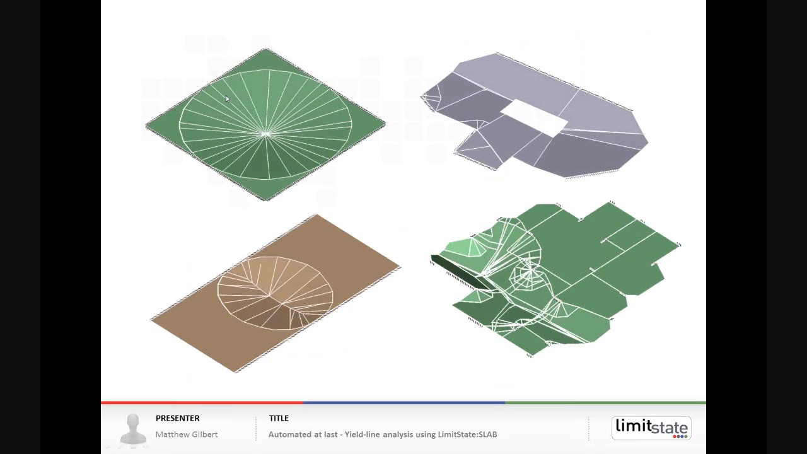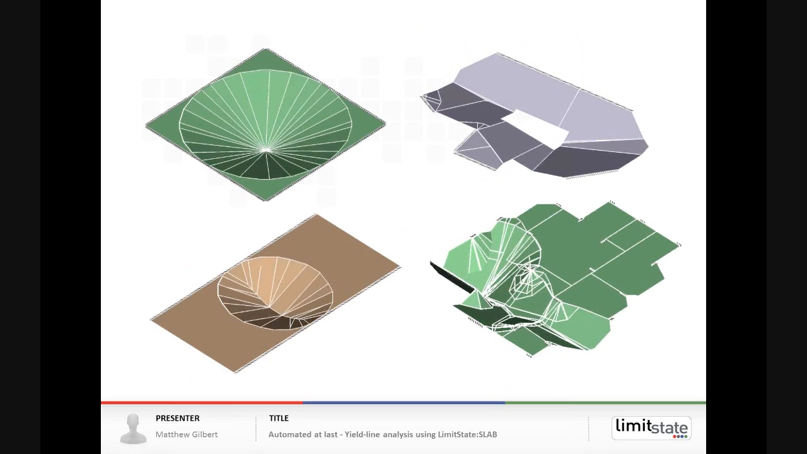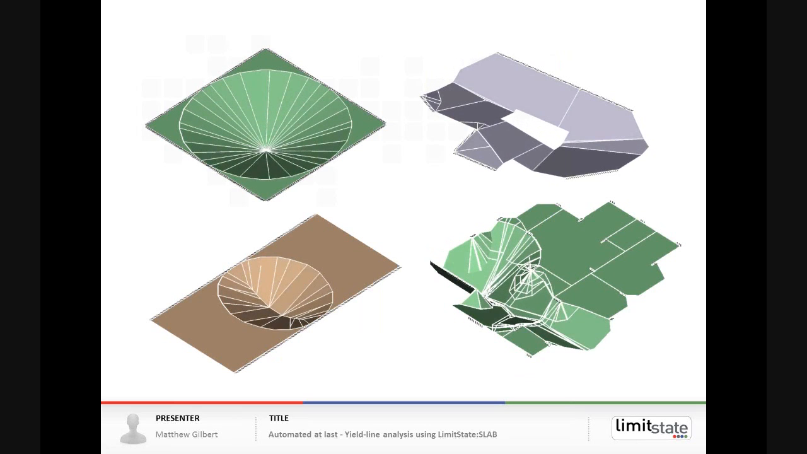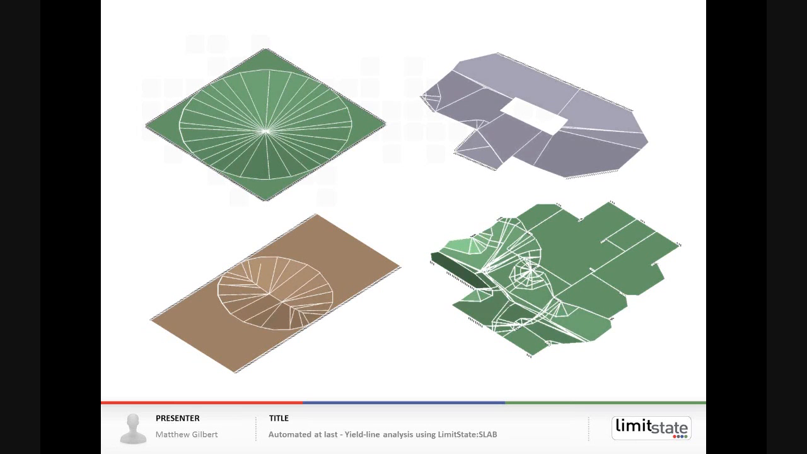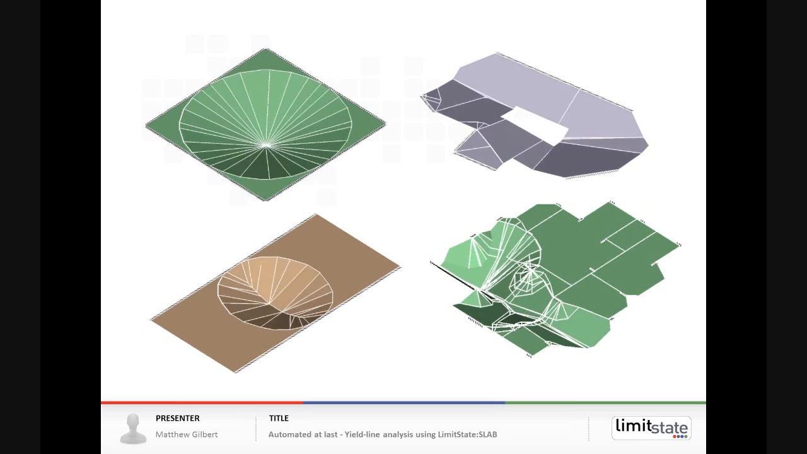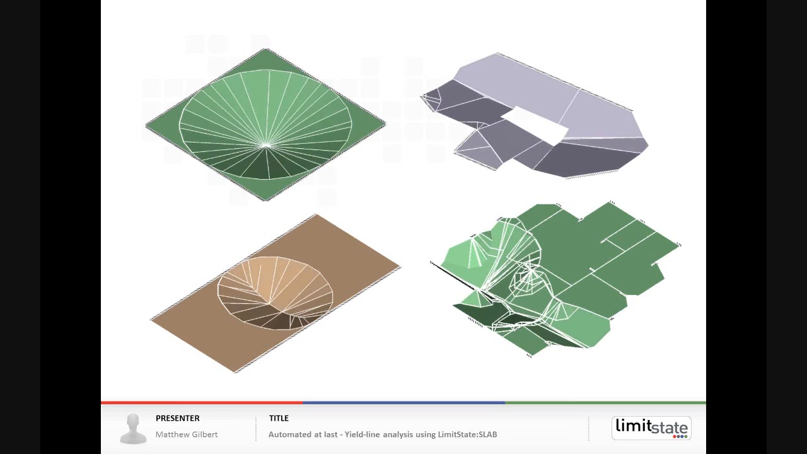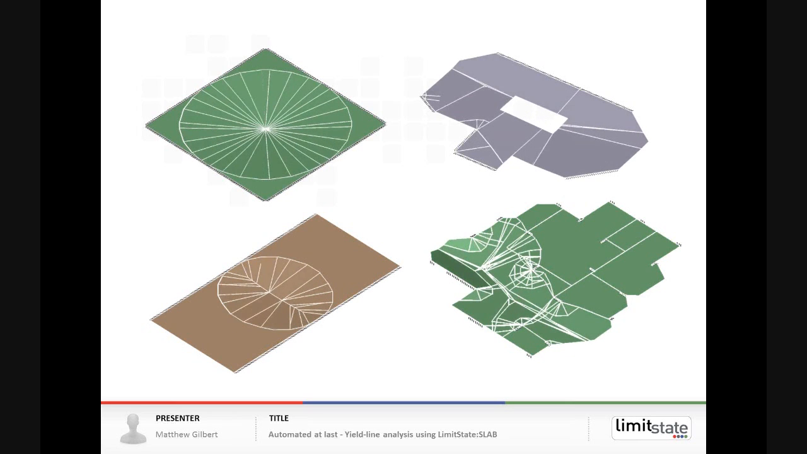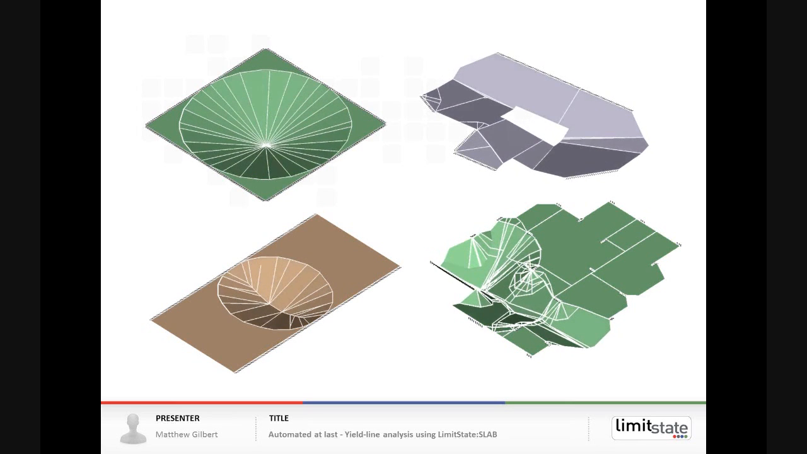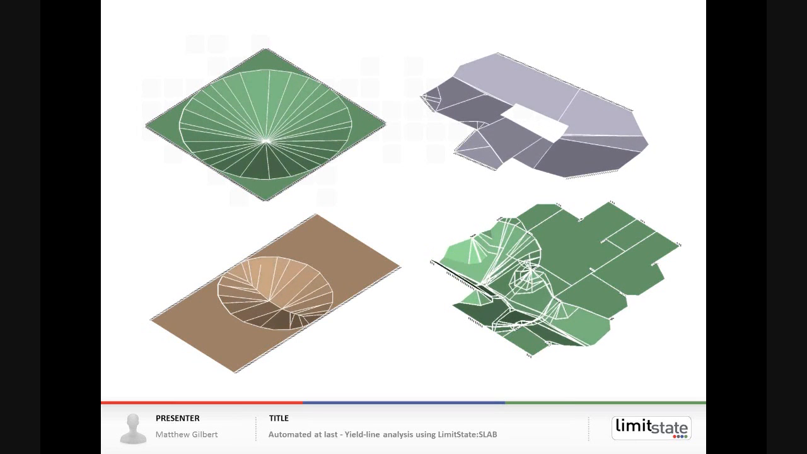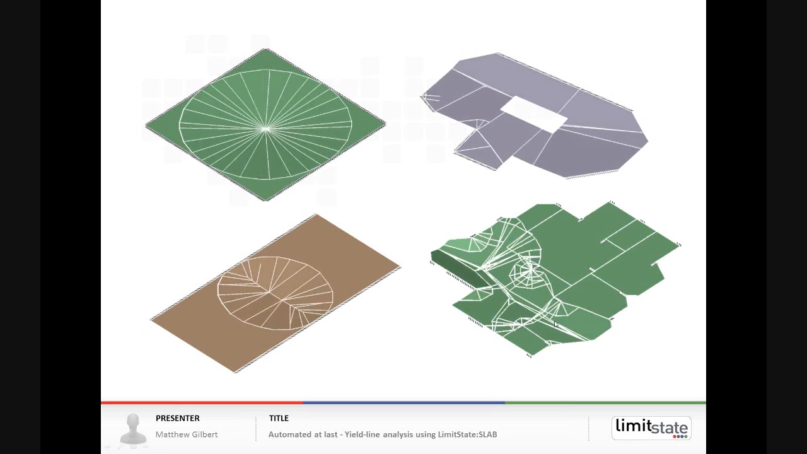And this is another view of the same slabs that we've just seen. After we've identified the yield line pattern, we can visualize exactly what that mechanism looks like using the animation feature. Sometimes the patterns are quite complex, so this is a real boon if you're trying to understand exactly how the slab is going to deform in that mechanism.